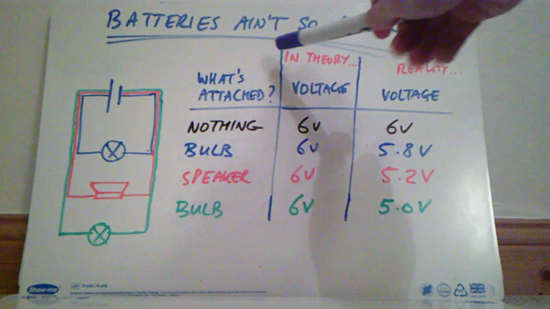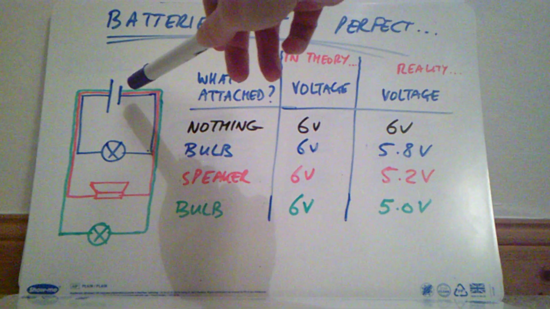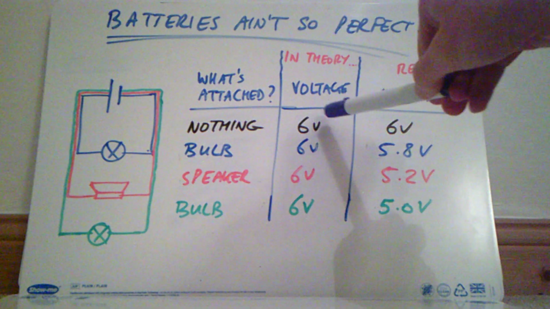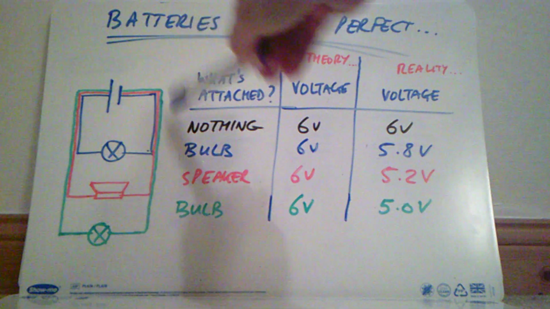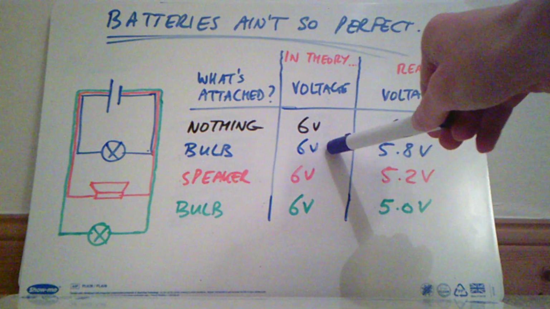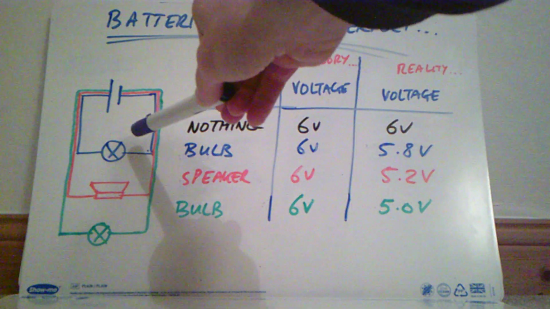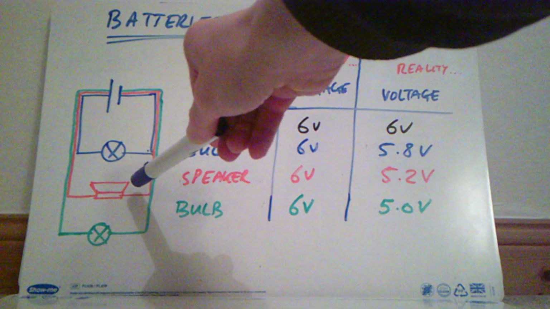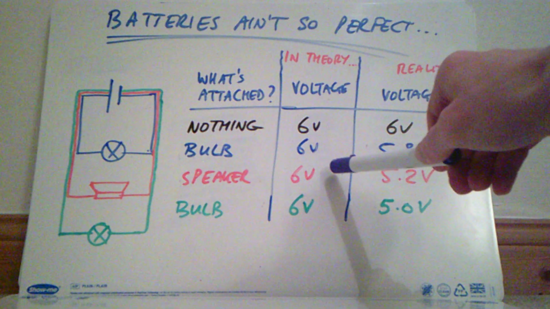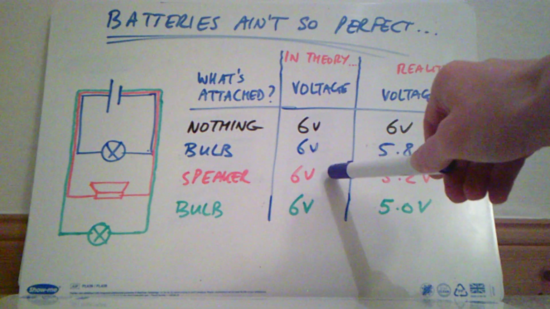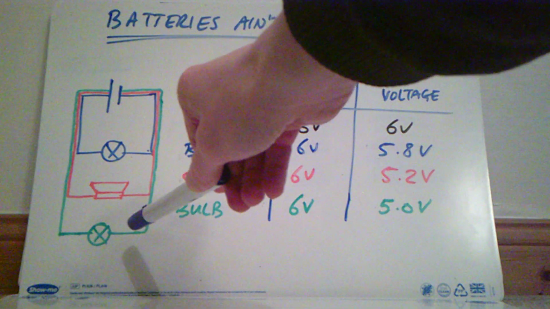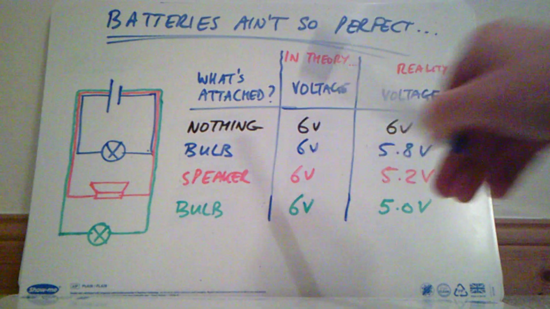So in theory, if we just take a 6-volt battery out of the package and don't connect anything to it, then the voltage should be 6 volts. And then if we attach a bulb to it, the voltage across the bulb should be 6 volts if there's nothing else in the circuit. And then if we attach a speaker in parallel, if there's just the speaker in that loop, then the speaker should get 6 volts. And if we then attach a circuit with a bulb in, again, if the bulb is the only thing in the circuit, then it should get 6 volts.